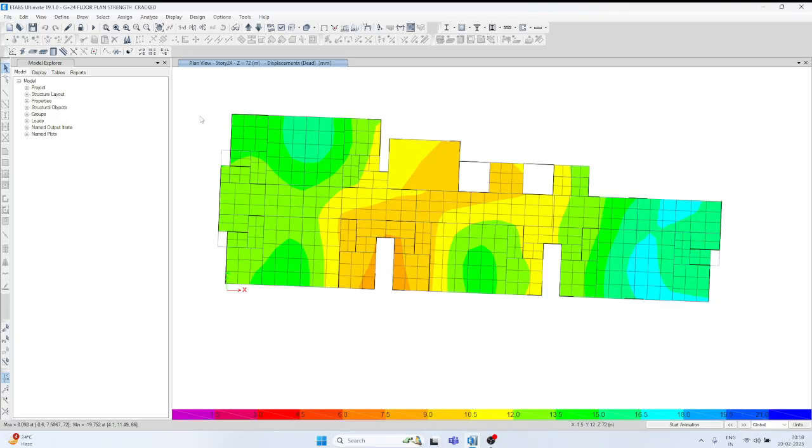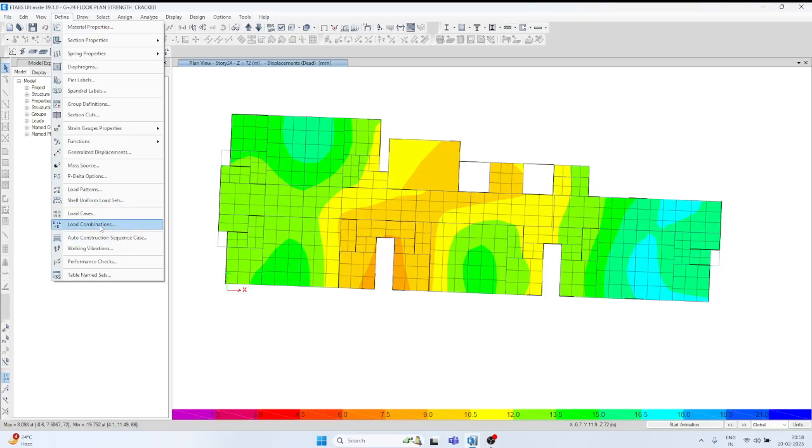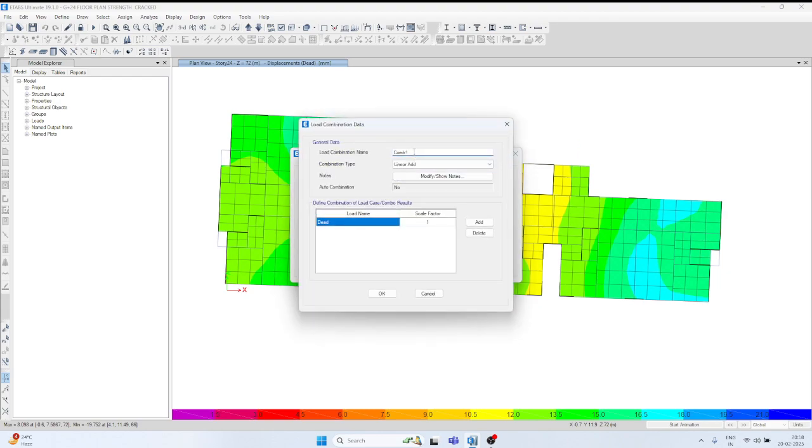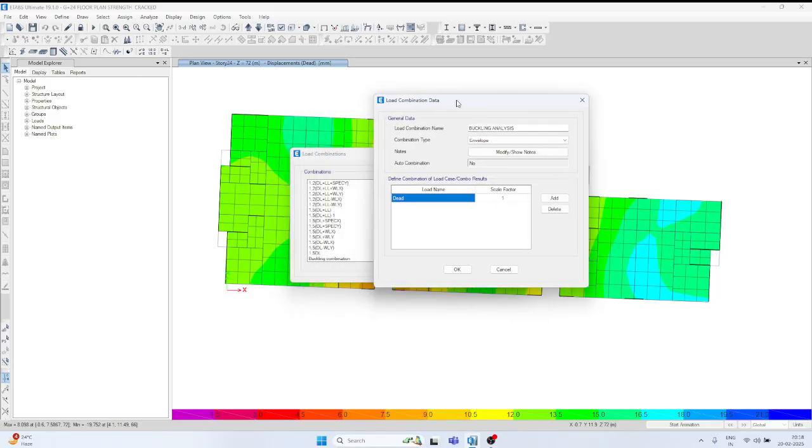See, it's completed. Now you have to go to Define and Load Combinations. In Load Combinations, go to Add New, and here just write "buckling analysis". Instead of Linear Add, you have to put Envelope. It is very, very important.